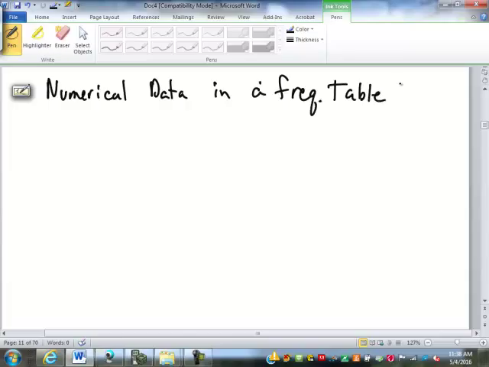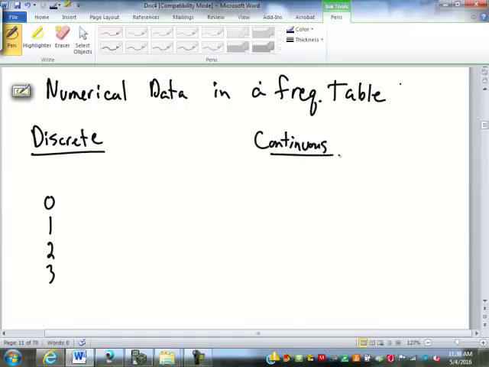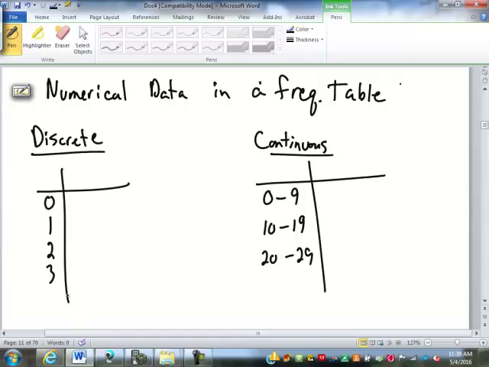Now we said there's two types of numerical data, and that changes how the frequency table is going to look. We have discrete, you remember, which is data that can be counted. So it appears as the numbers 0, 1, 2, 3, and on up. And then we have continuous, which are values that can be measured. So that has to be divided into ranges because you can't list each individual value. So we might have 0 through 9, 10 through 19, 20 through 29, and so on for ranges in those frequency tables. Of course we'd have the numbers, then you'd have the frequency over here.